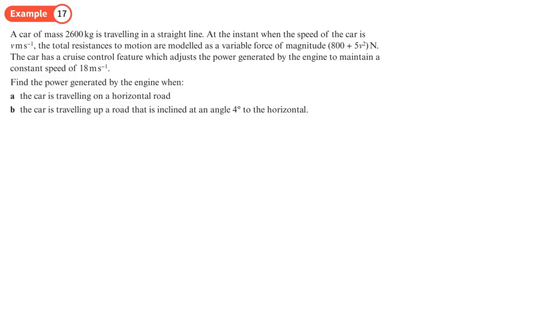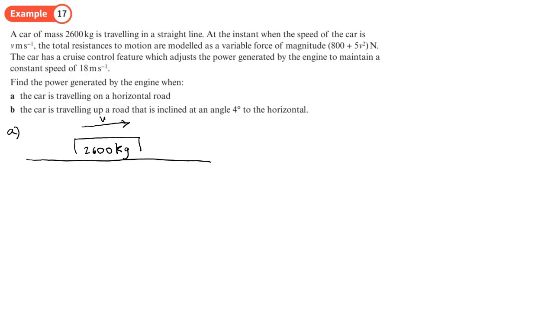Okay, this time we've got a car of mass 2,600 kilograms traveling in a straight line. This time it doesn't seem to be on a slope, not in part A anyway, so maybe I'll need two diagrams. It's traveling in a straight line like this. Its mass is 2,600 kg. At the instant when the car is traveling at V meters per second, so that's its velocity.